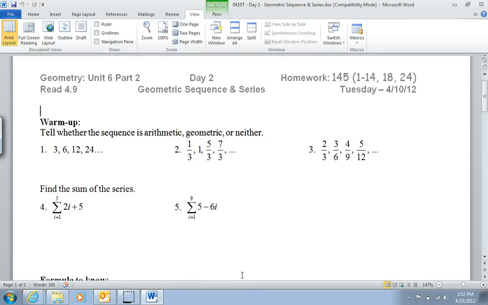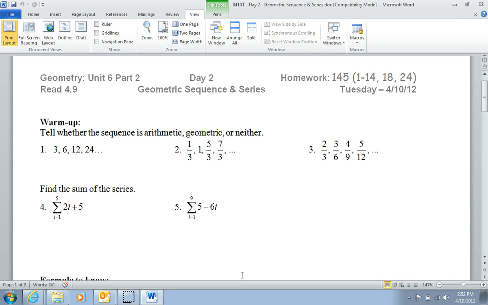Let's get this done. Look at the warm-up. Quiet mode, please. Looking at problem number 1, was that geometric, arithmetic, or neither?